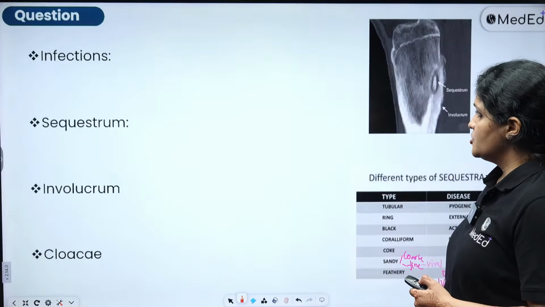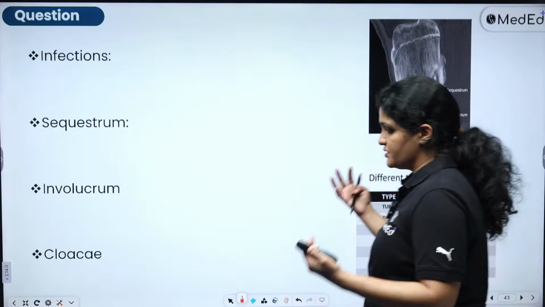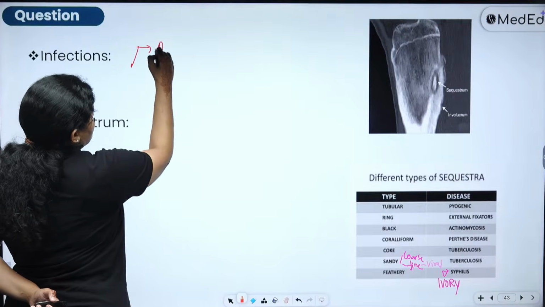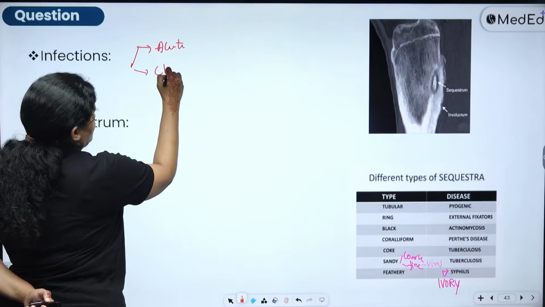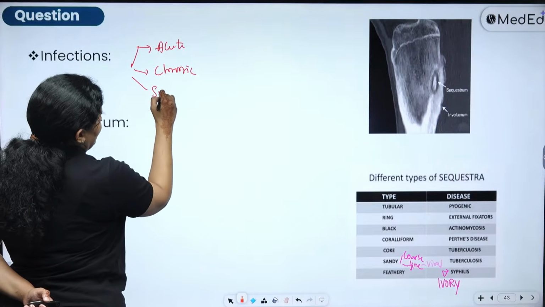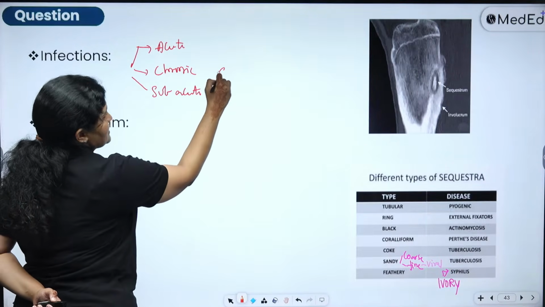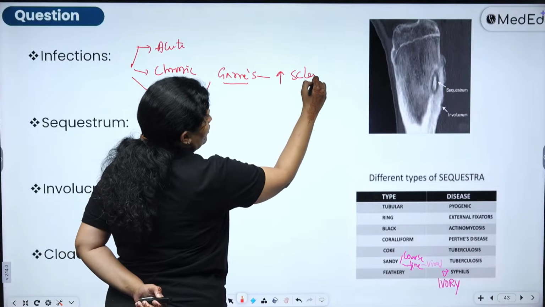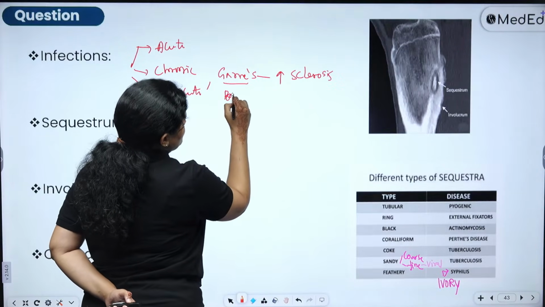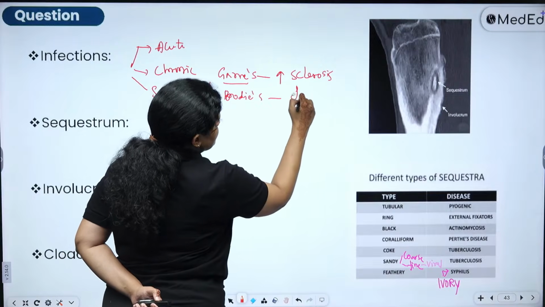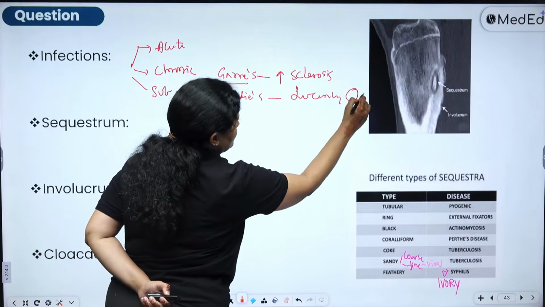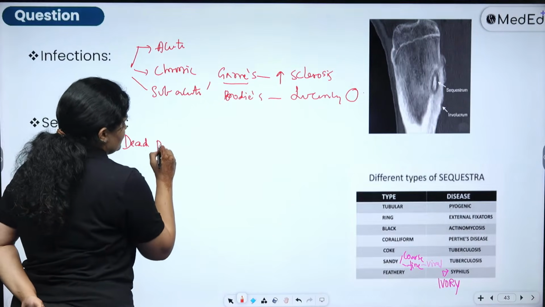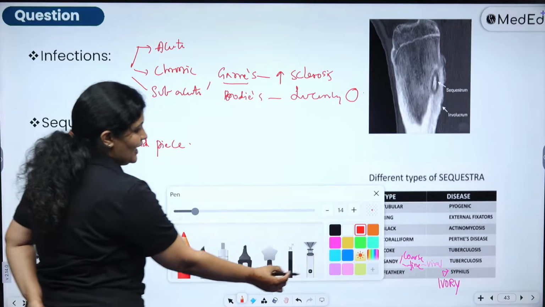Yes. So these are the types of sequestrum, and you know what is sequestrum, what is involucrum, what is cloacae. Very, very important. They might ask you. And infections are of two types. We have already discussed acute, and then chronic, and there is one more that is subacute. Subacute you have two. One is Garre's sclerosing osteomyelitis, where there is a lot of sclerosis involved. The second one is Brodie's abscess, which is the lucency. So this one is seen as sclerosis, and this one is seen as lucency, a localized cavity. Then what is sequestrum? Sequestrum is nothing but a dead piece. This dead piece is formed as a result of avascular necrosis.